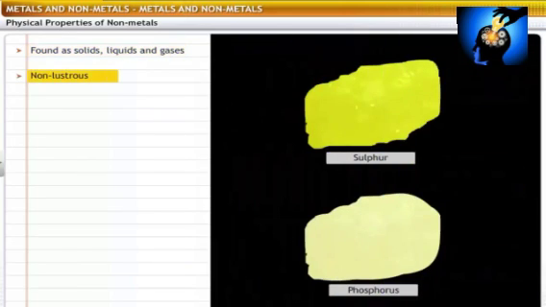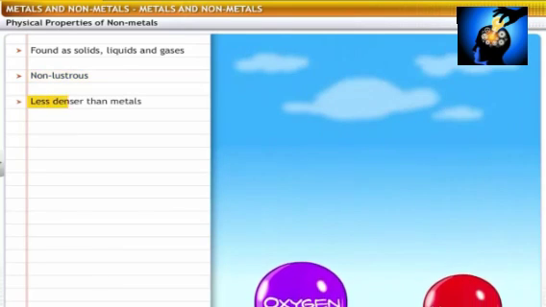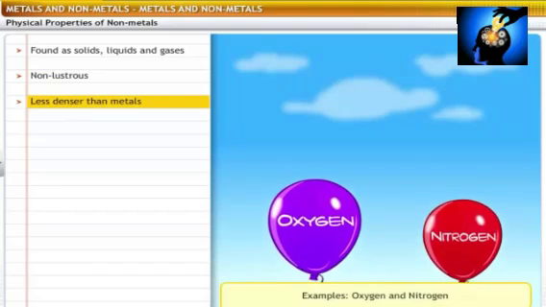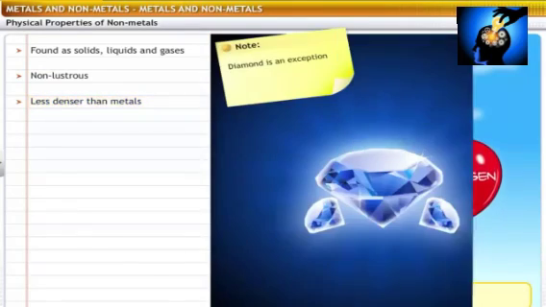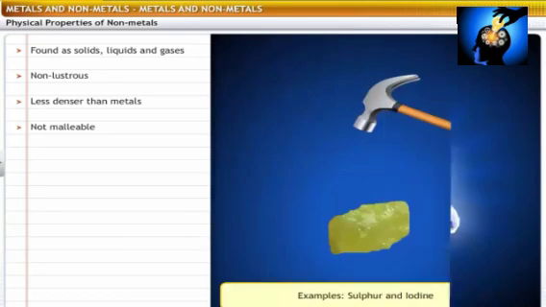Non-metals are non-lustrous. That is, they have a dull appearance. For example, the surfaces of sulfur and phosphorus do not shine. Most non-metals have a very low density. For example, oxygen and nitrogen are lighter than air. The exception is diamond, a form of carbon. Diamond is one of the strongest known substances. This is because carbon, in this form, has a very high density.